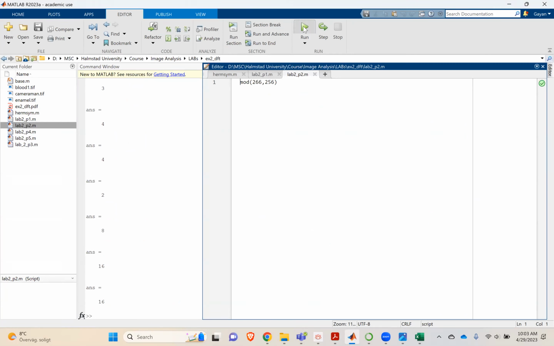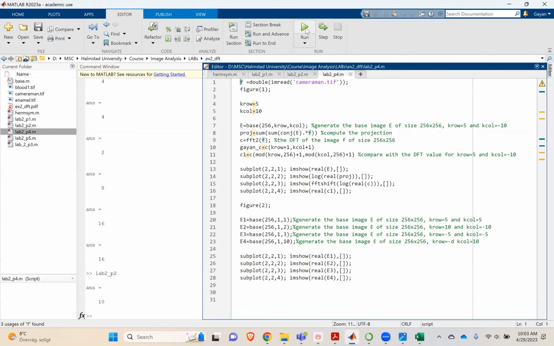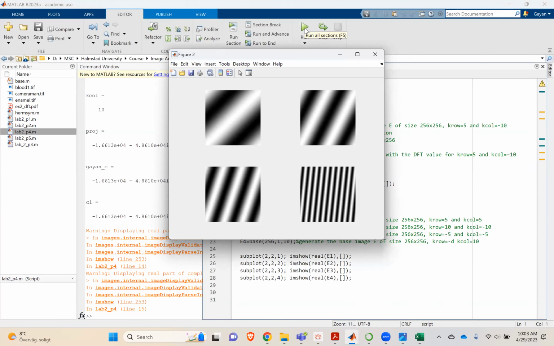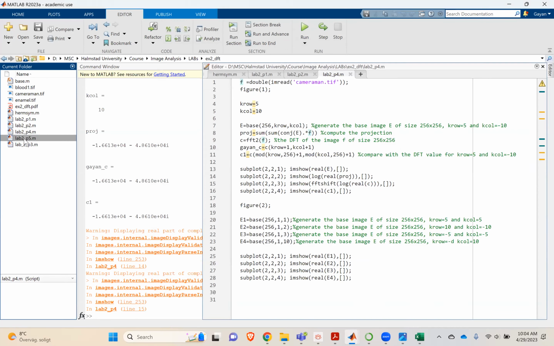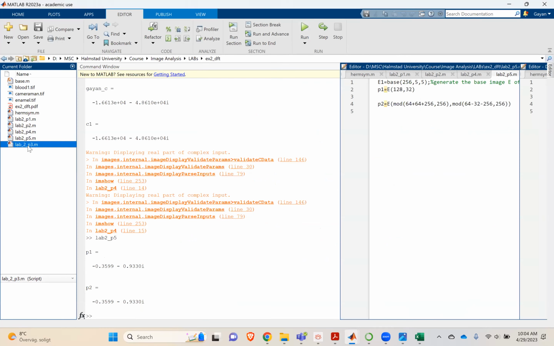Everybody understood this modular concept? No. Okay. Yeah, I can explain it to you also, because he complicated it, that's why.